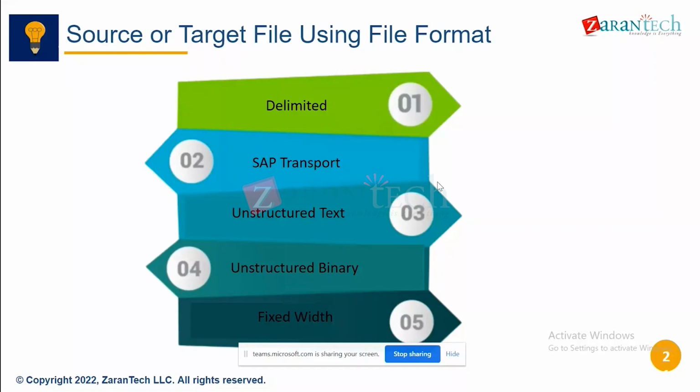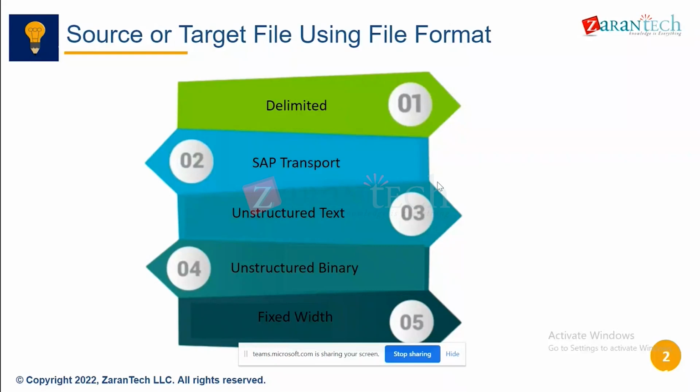As I mentioned, we can use this file format for our source or target. Either we can extract the data from a file or load the data into a file, making use of some inbuilt transformations. What are those files? It may be a delimited file, or SAP, which has its own formats. It also supports unstructured text files, unstructured binary files, and fixed width files. So there are a couple of options to choose.